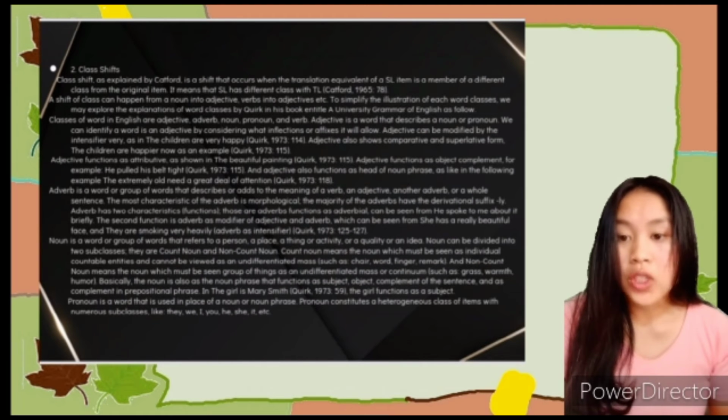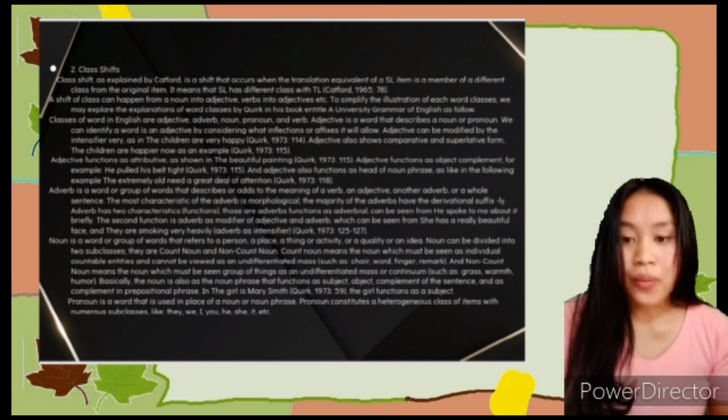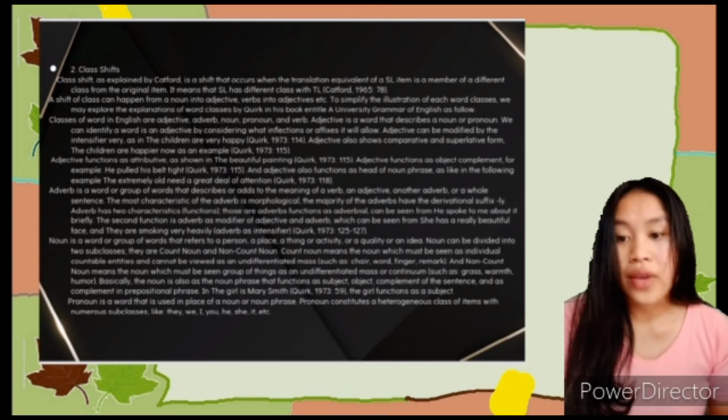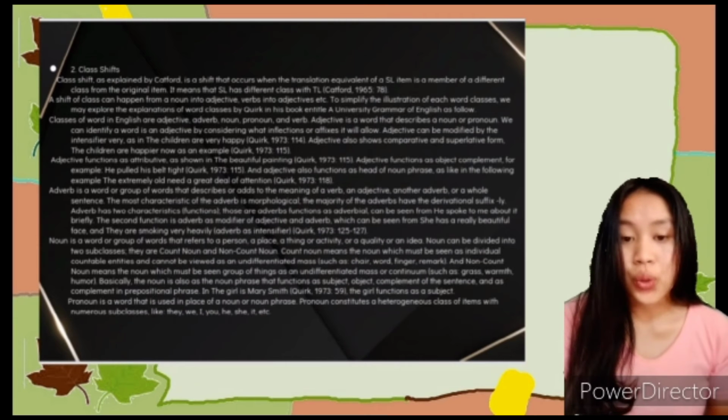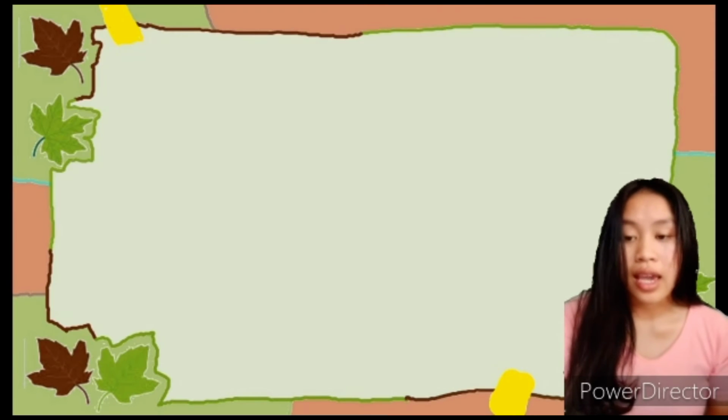Pronoun is a word that is used in place of a noun or noun phrase. Pronoun constitutes a heterogeneous class of items with numerous subclasses like they, we, I, you, he, she, it.